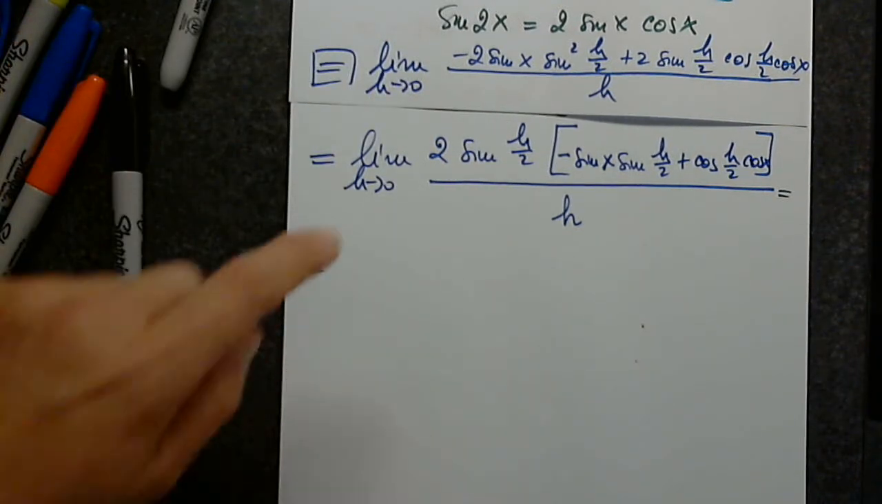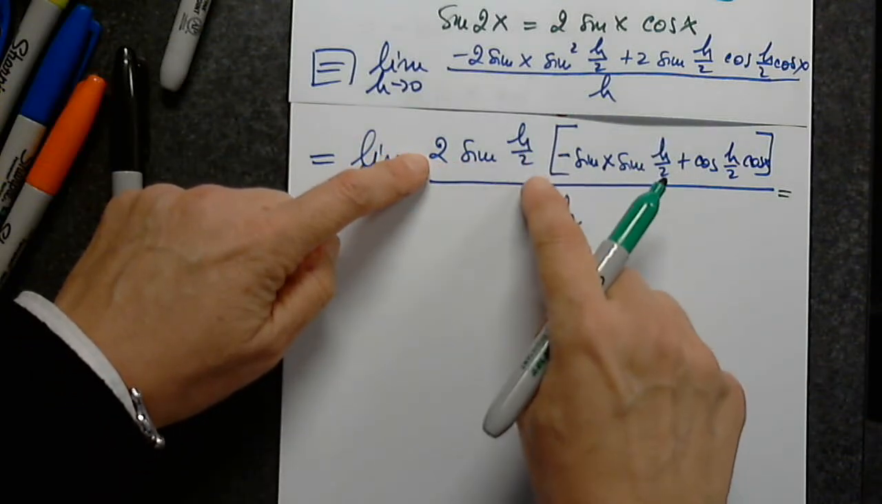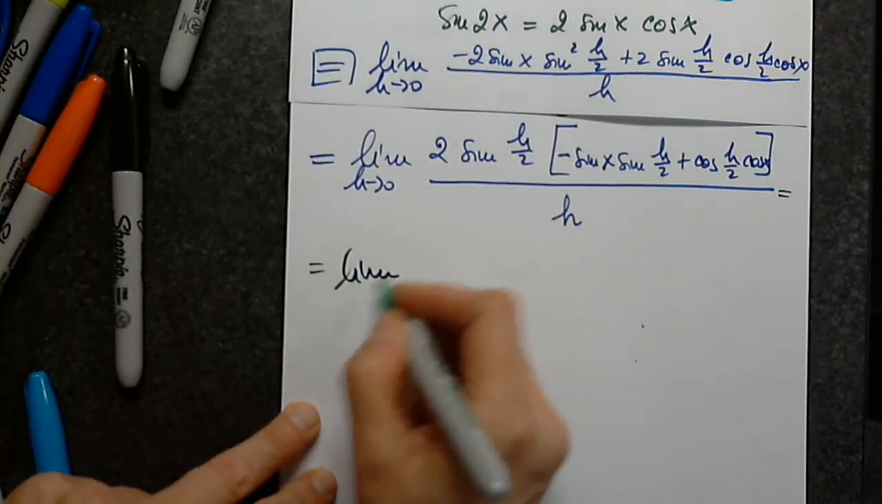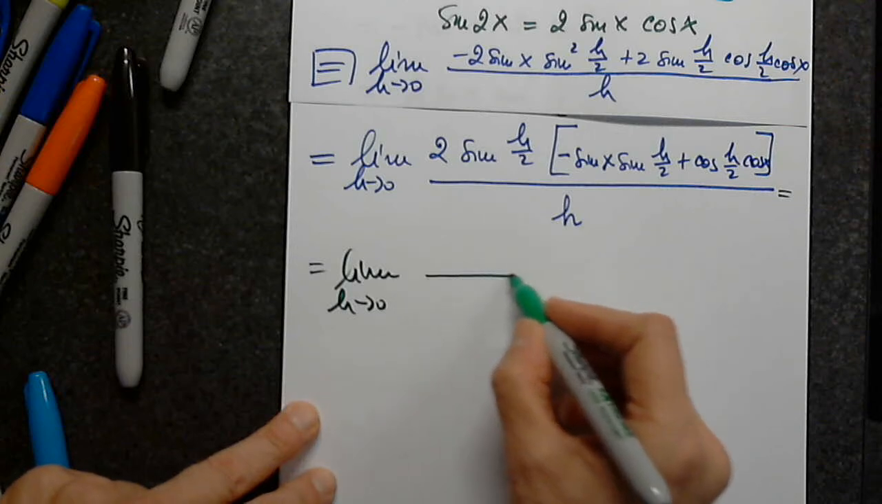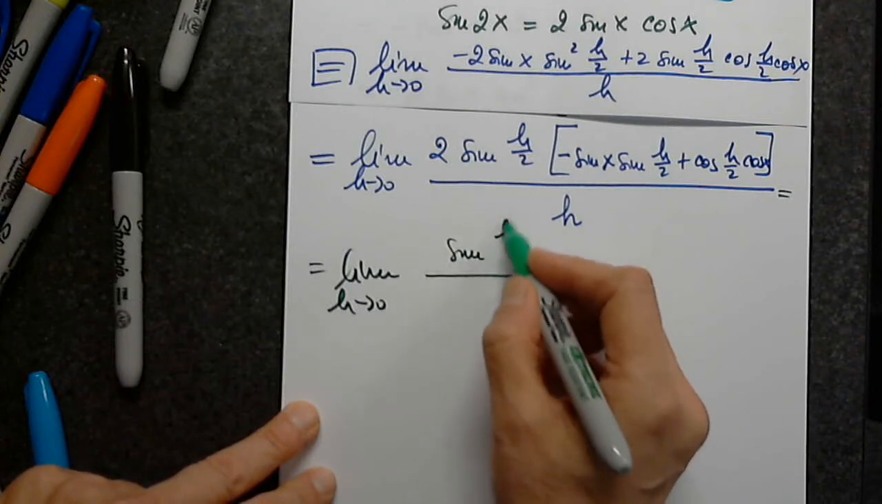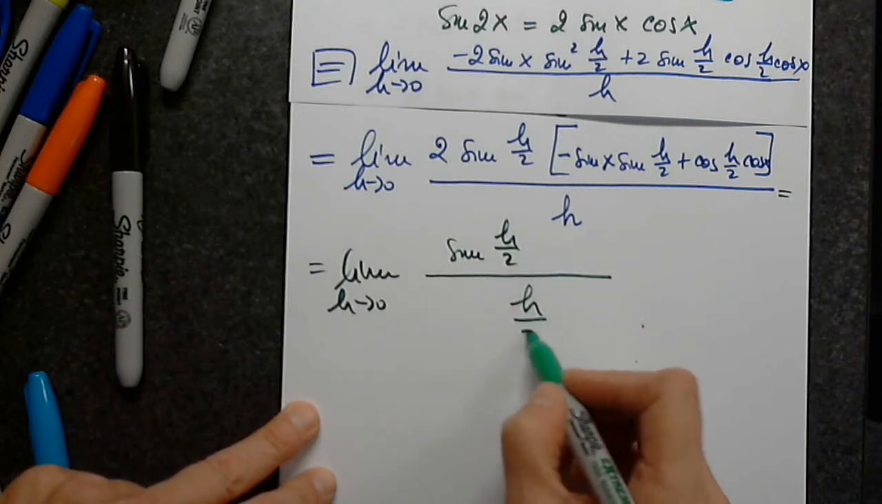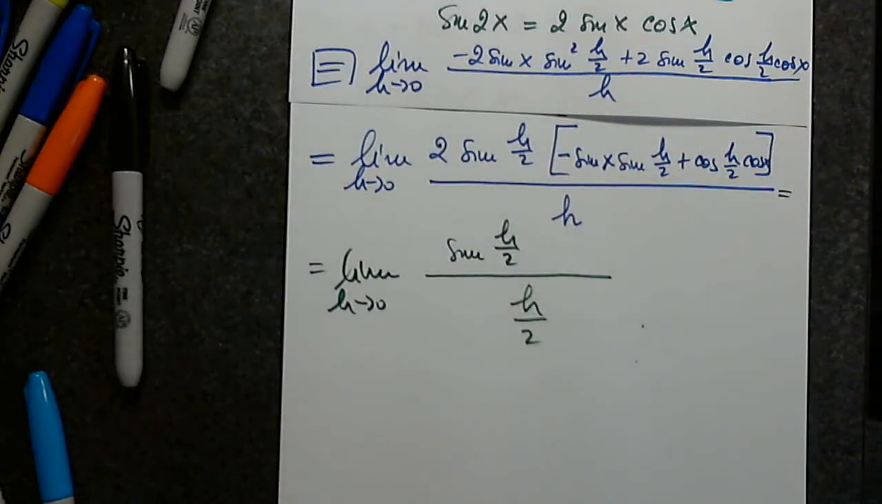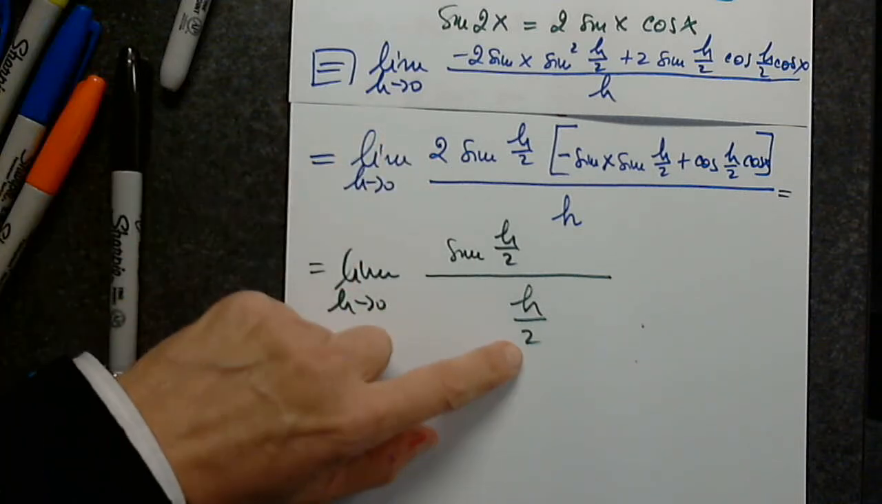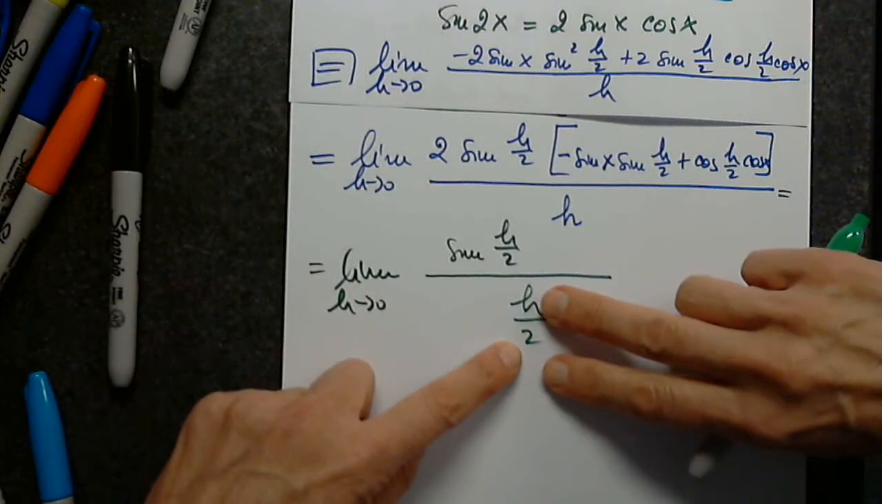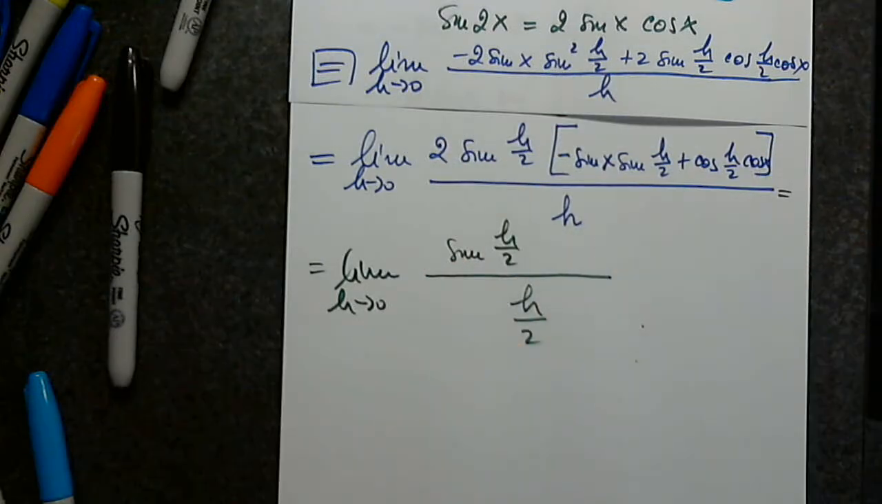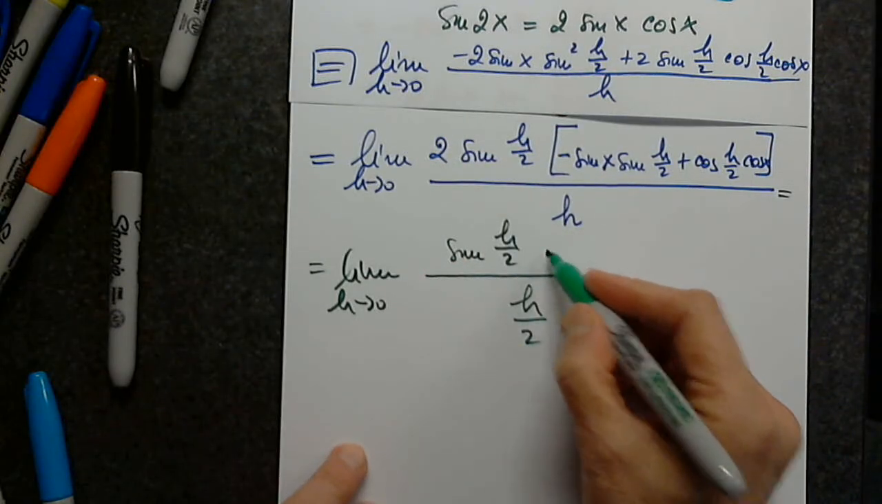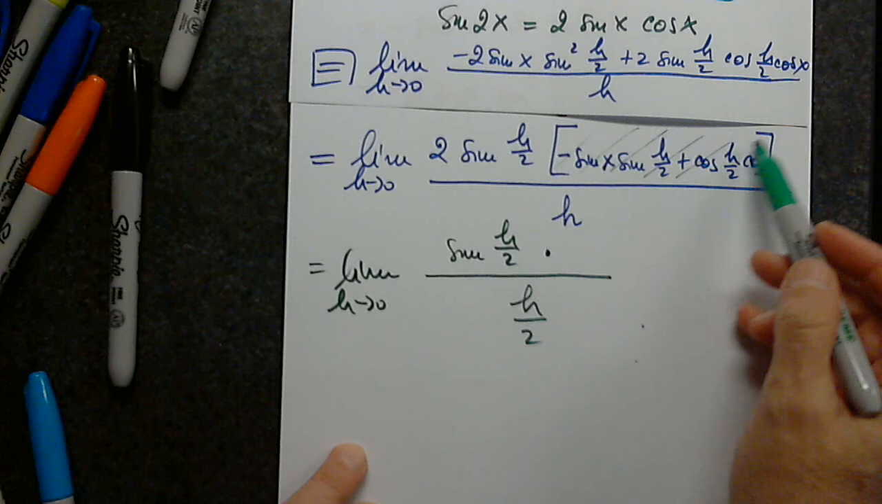Now, do you allow me to write, instead of 2 sine h over 2, you tell me if this is fine with you. When I flip this, I have 2 over h. So if I have a 2 in front, or if I have it in the denominator, it doesn't make any difference because I still have to flip this and I get 2 over h. And now let's think what we have to replace this by.